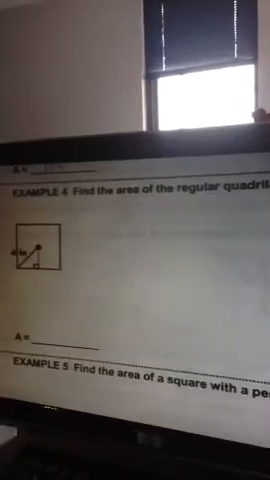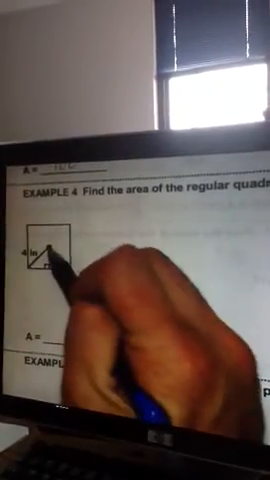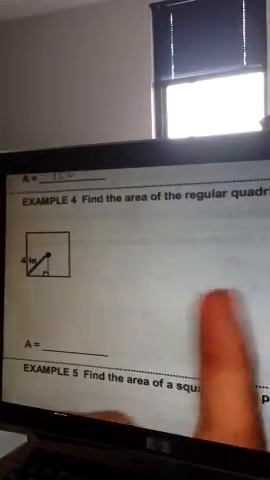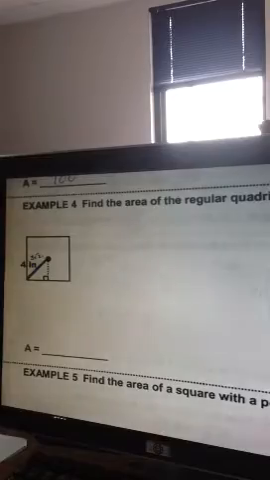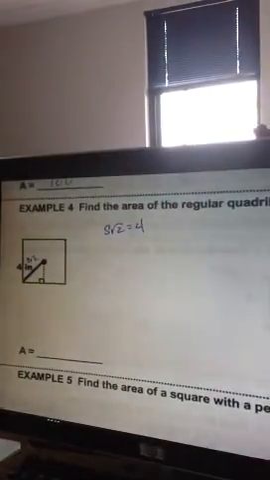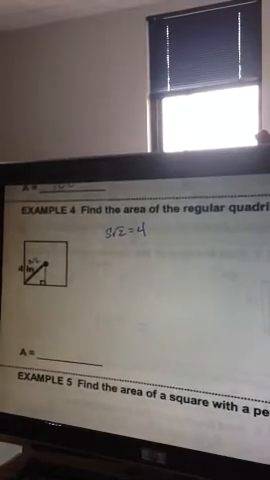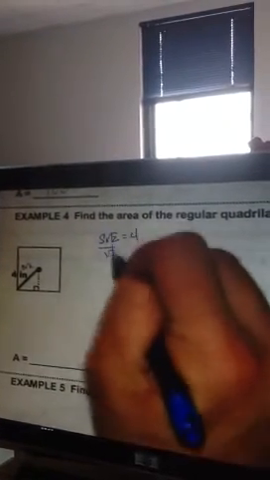Example 4. Find the area of a regular quadrilateral. Now what they're saying is that the radius is 4. This is going to bring up something slightly different. Just like before, that is s square root of 2. s square root of 2 equals 4. Now this isn't going to clean up so nice and neat like the previous ones did. We divide by the square root of 2.